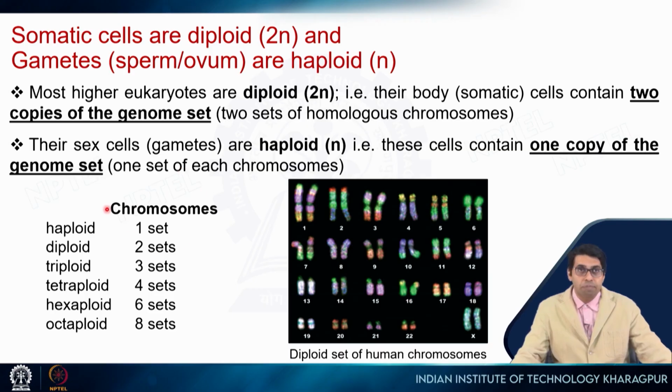So, this is just for your information that if there is one set of chromosomes, it is called haploid. If there are two sets of chromosomes, it is a diploid. We can have 3, 4, 6 and 8 sets, right. So, strawberries are an example of octaploid, where they have 8 sets of each chromosome. So, strawberry they have 7 chromosomes, and there will be 8 sets for each of those chromosomes. So, 7 times 8, 56 chromosomes are present in a strawberry.